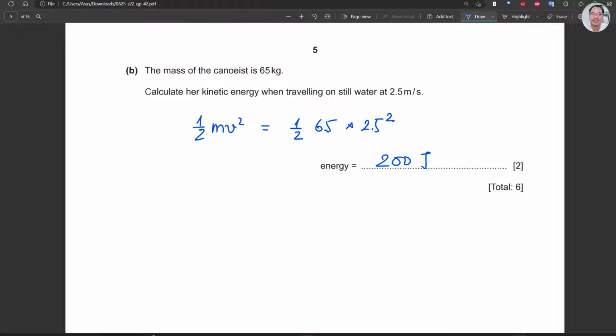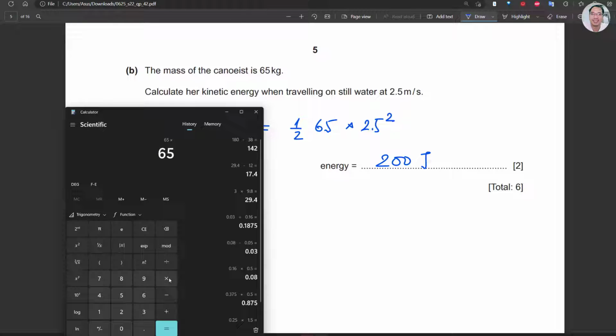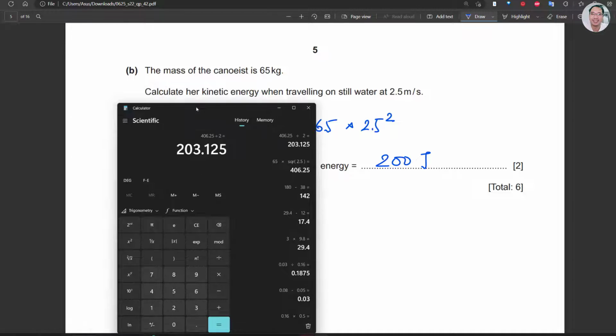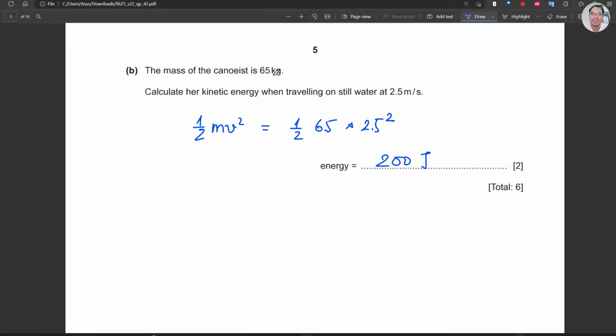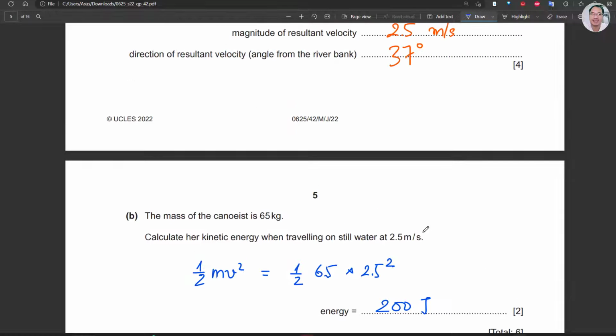Is that energy? Yes. The question here, kinetic energy, 1/2 mv squared. m is 65, v squared is 2.5 squared, and then divide by 2. The result is a little bit greater than 200, but we are supposed to round to two significant figures, so the answer is 200 joules. We're not allowed to use more significant figures than the given value. For multiplication, there are two significant figures, 1, 2.